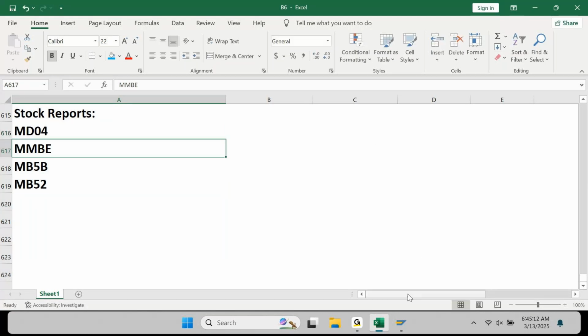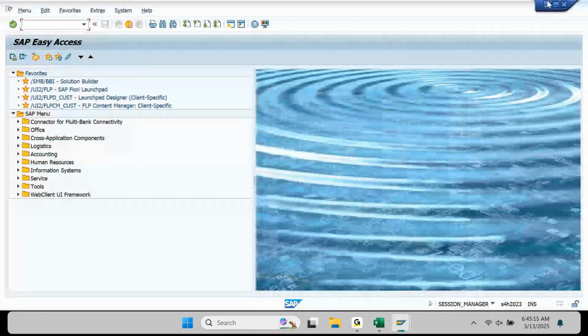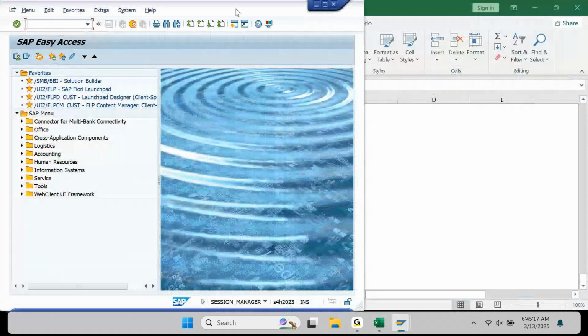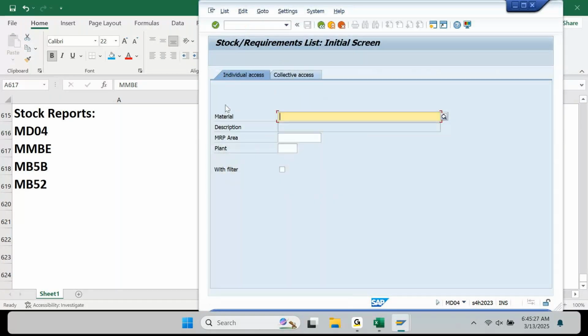Now let us open this. And all these are possible questions in your interviews. Tomorrow when somebody is asking, make sure you cover all these points. If I go to MD04, this is your stock list.